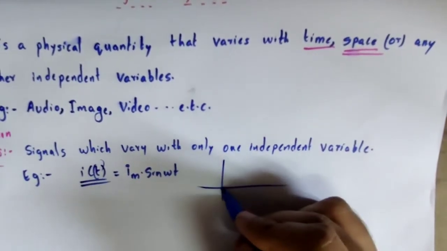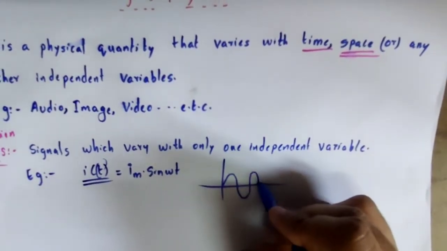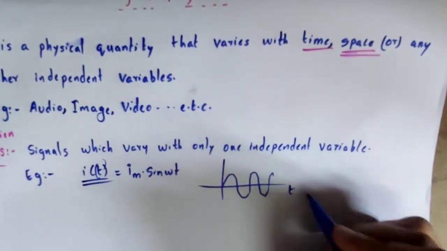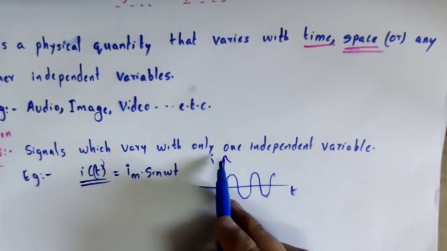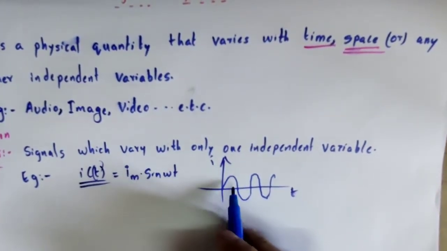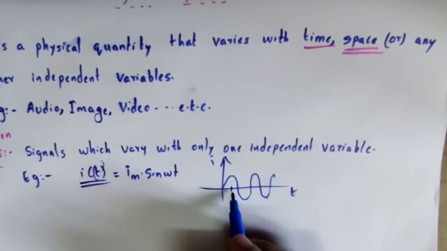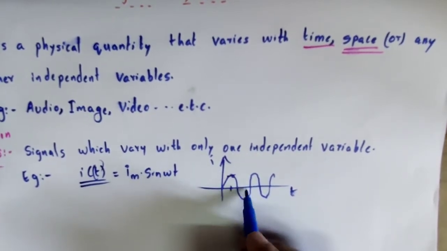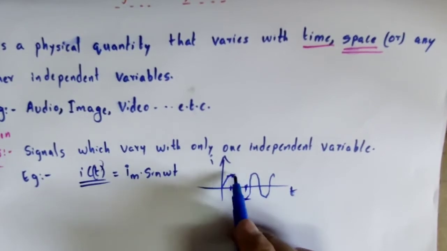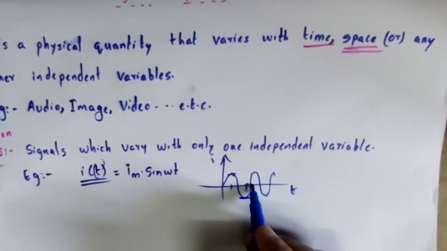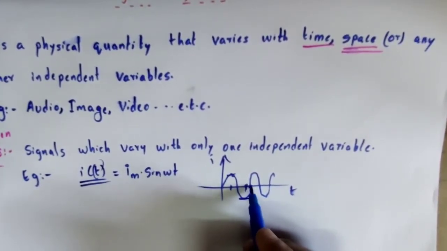How will you draw that? You will be drawing this signal like this. On the x-axis you have t, on the y-axis you have i. So this current is changing with respect to time. At this particular instant of time, the current is high. At this particular instant of time, it is lowest, like it is maximum, it is minimum. At this particular instant of time, it is 0.